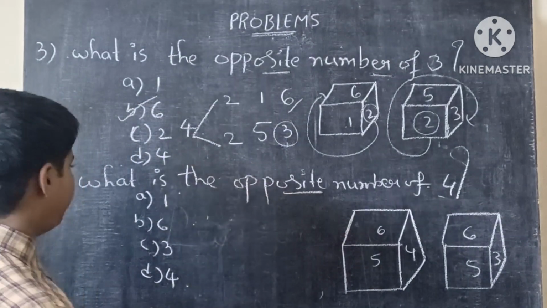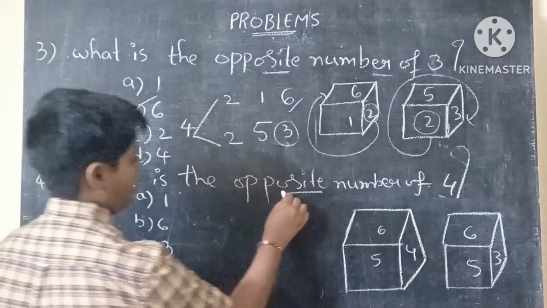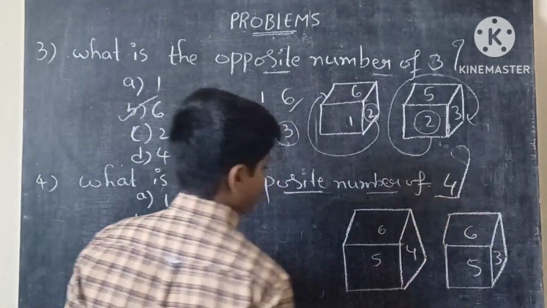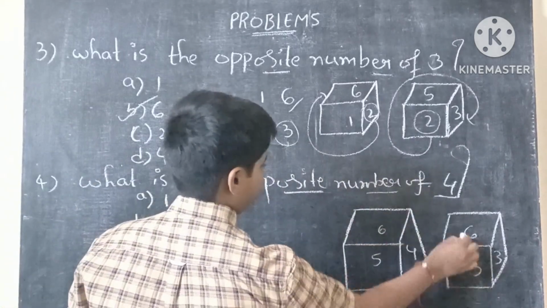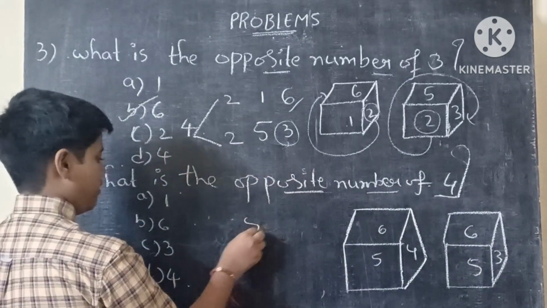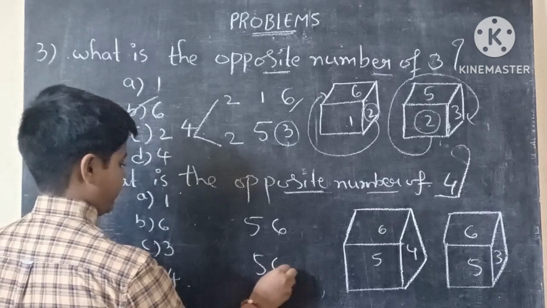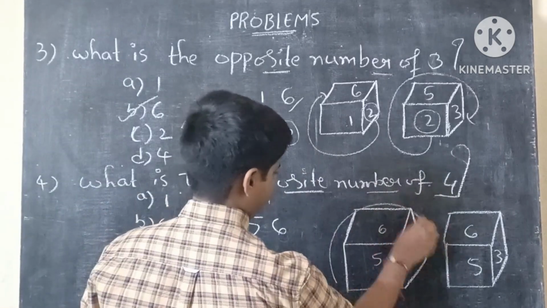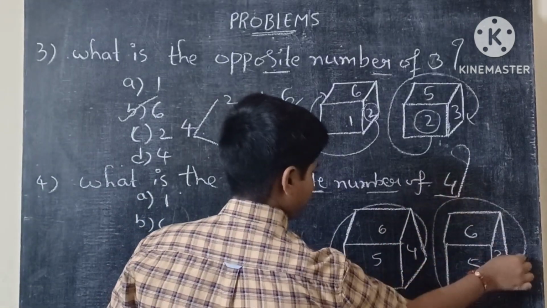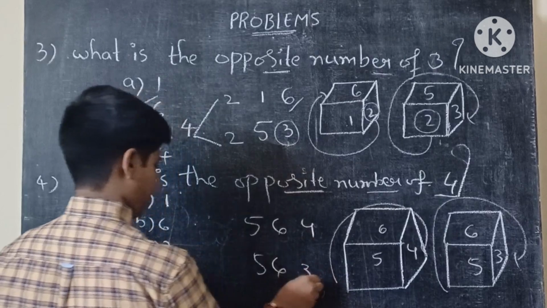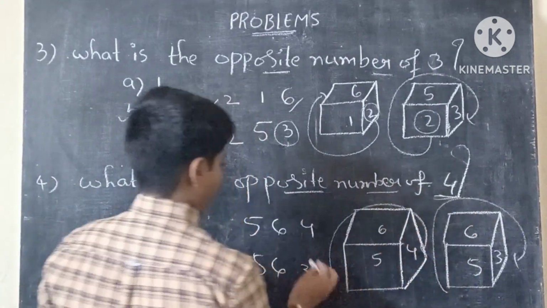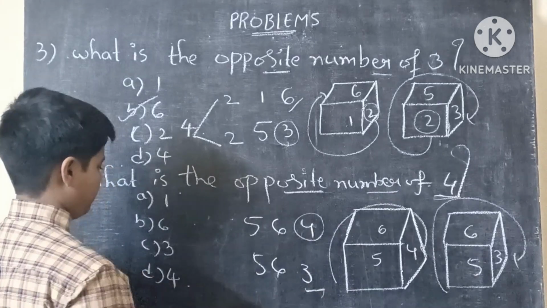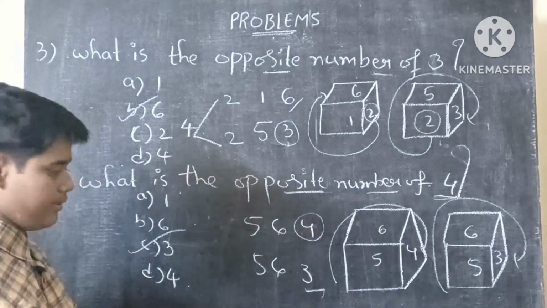And the fourth question, what is the opposite number of 4 in the given dice? First see, 5, 6 and 5, 6 are common. Write 5, 6, 5, 6, and the clockwise number is 4, and here 3, 4, 3. They are asking to find the opposite number of 4. The opposite number of 4 means 3, and C is the correct answer.